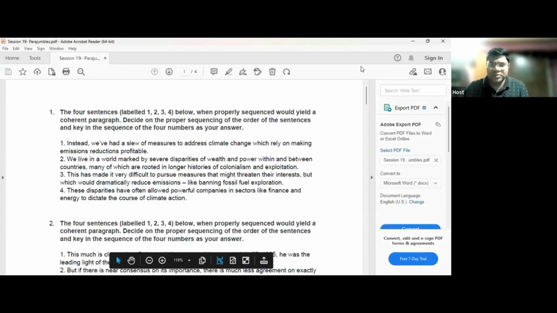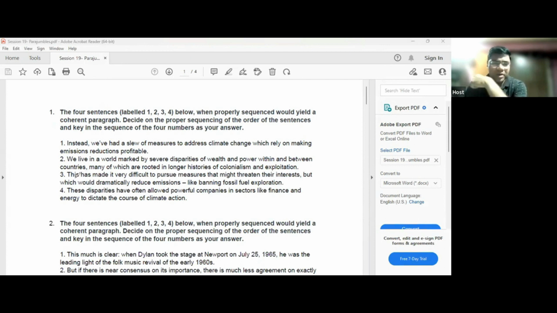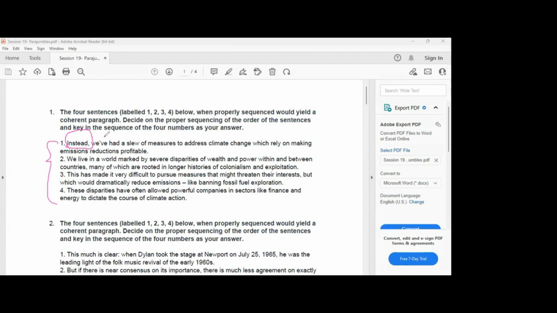Okay, so the first question says that there are four sentences given to you, and we have to arrange them to form a coherent paragraph. So these are the four sentences. Now, the very first thing you would do is you will tell me which can be the opening sentence. Straightforwardly, you start and you say, sir, do we start with a sentence that has the word instead? Will you start with this? No, you won't. More often than not, never.